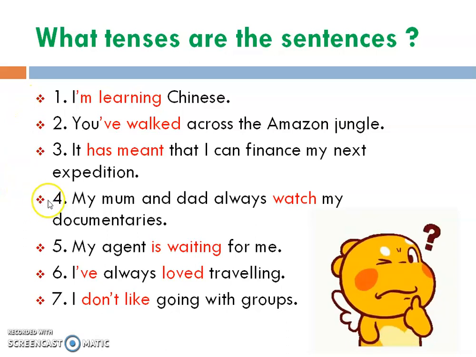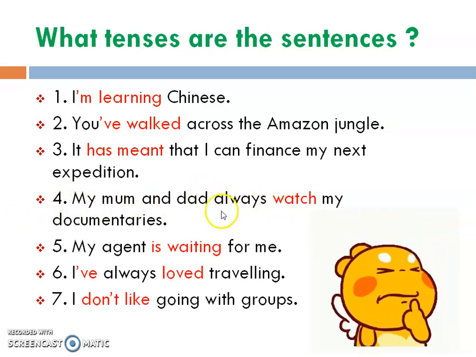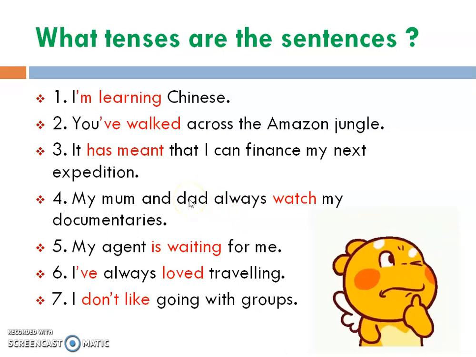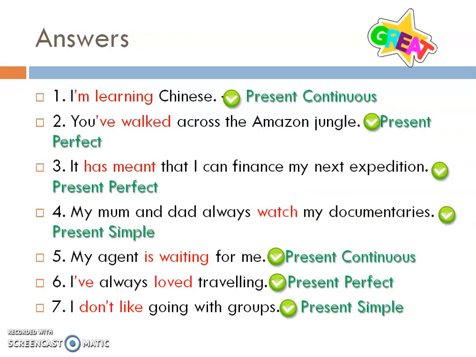And fourth example, my mom and dad always watch my documentaries. In this tense, the verb is present simple tense. Now try to identify the rest of the sentences, what tense is used in their verbs. I know that you're doing great and the correct answers are in here.